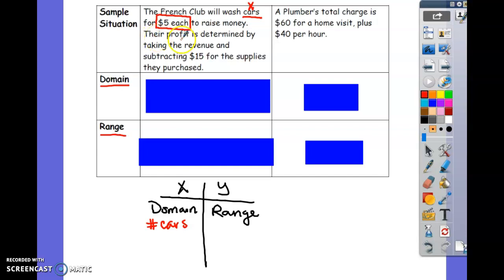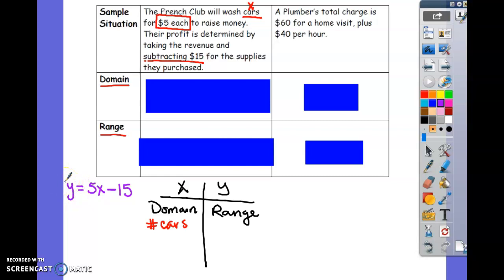Their profit is determined by taking the revenue and subtracting $15 for the supplies they purchased. So they already spent $15 on supplies, right? So a lot of you can already create this equation. The equation is Y equals 5X, right, because it's $5 each car, minus what I already spent, which is $15. So I know that X is my cars. What is Y? If I do all of this, 5X minus 15, what does that give me?